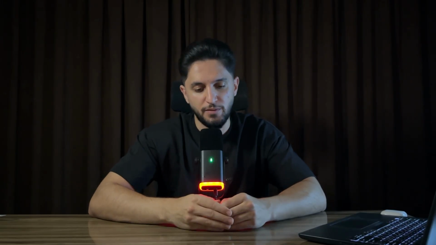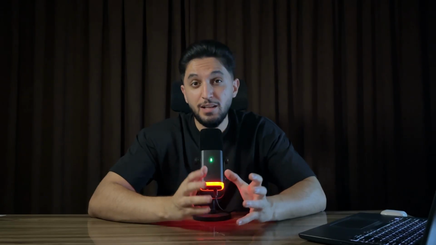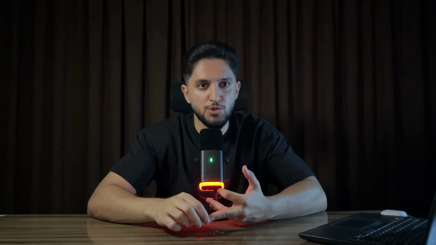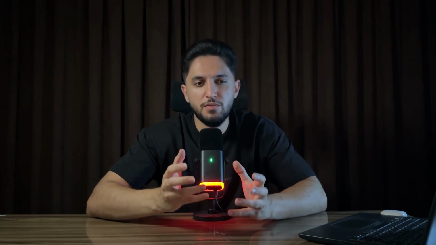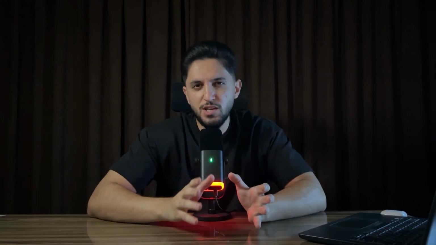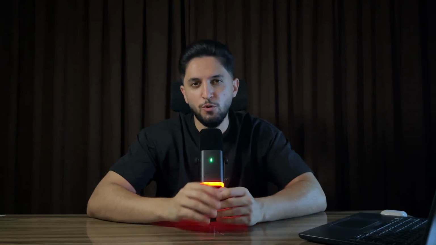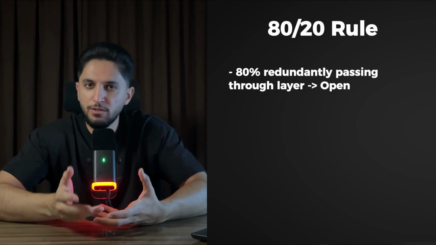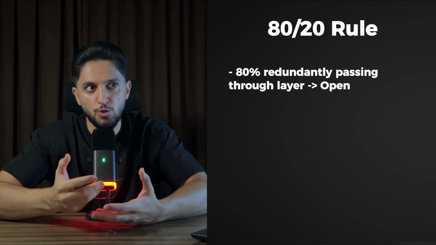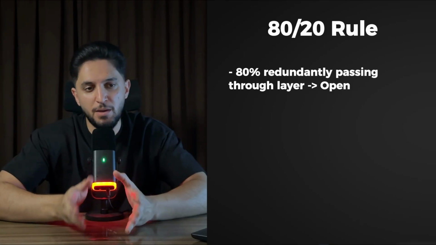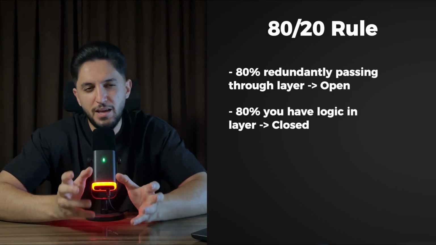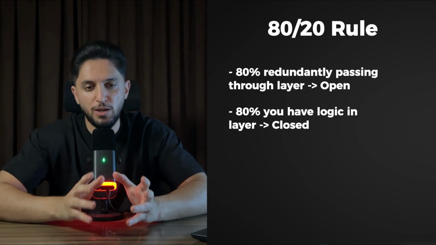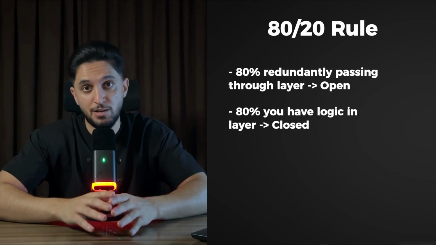This usually happens when teams over-apply the layered architecture and feel compelled to have 3 layers: controller, service, and repository, even when there's nothing that really justifies that. Now, to decide if a layer should be open or closed, follow the 80-20 rule. So if 80% of the time you're just redundantly passing through this layer and there's no real business value, then you can make this layer open. But if 80% of the time you actually do some logic in that layer, then it's okay to accept the 20% and keep this layer as closed.